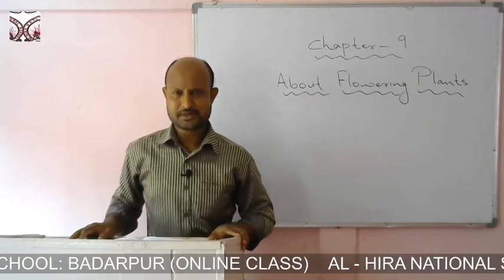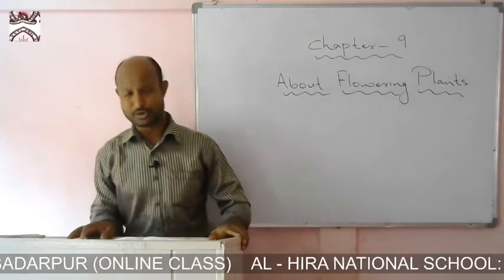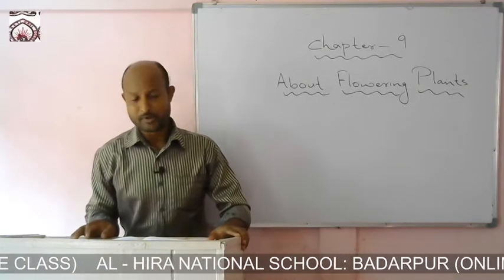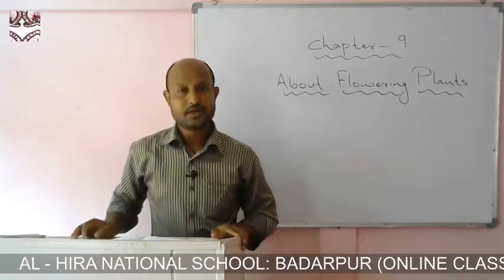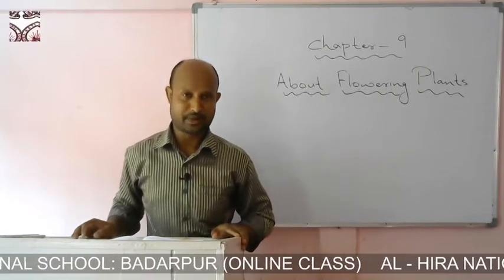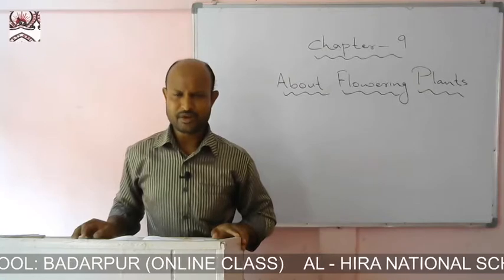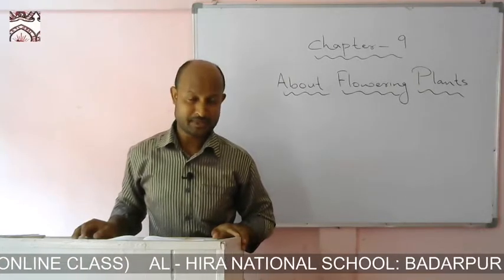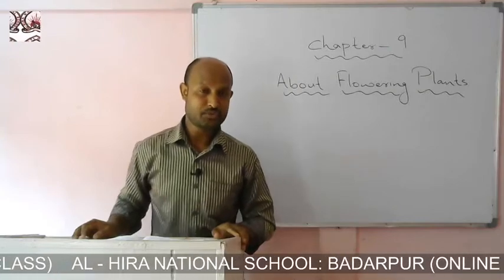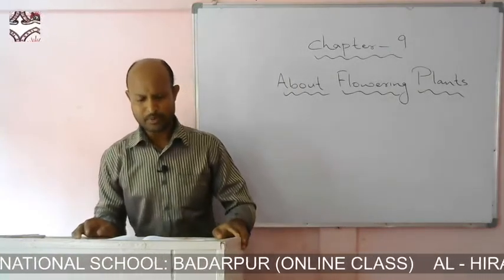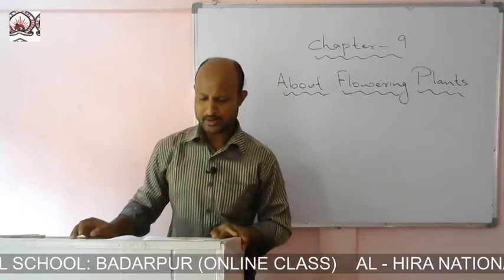Students, in my last class, I discussed a little portion about the chapter on flowering plants. In this chapter, in my last class, I discussed the different types of plants. We have learned that on the basis of size and kind of stem, plants are classified into three categories. They are herbs, shrubs, and trees. Hope you all have understood well.